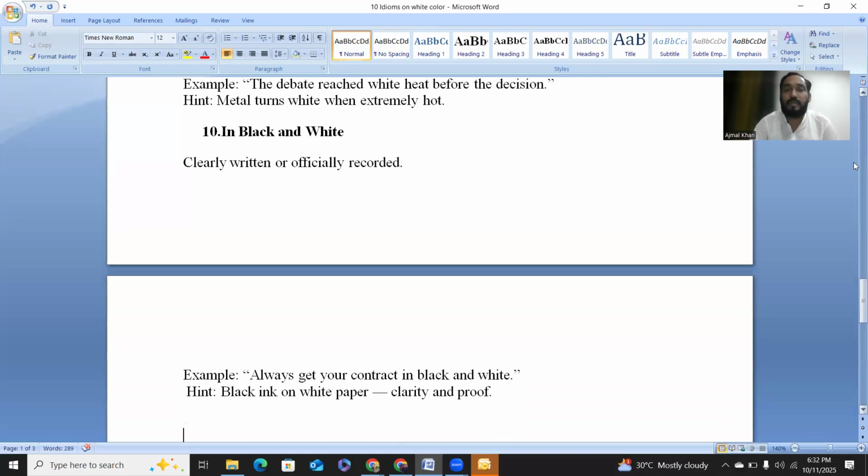So let's use it in an example. Always get your contract in black and white. It means whenever you sign an agreement or contract, write it down in black and white. Make it a part of the record. The hint is black ink on white paper, which shows clarity. Something written in black ink on a white page means contrast, and it shows proof, evidence, a record, clarity.